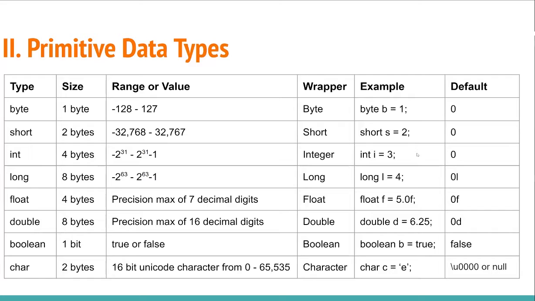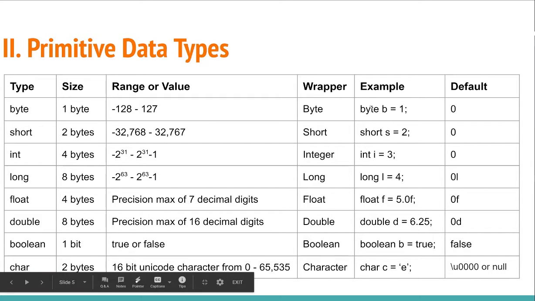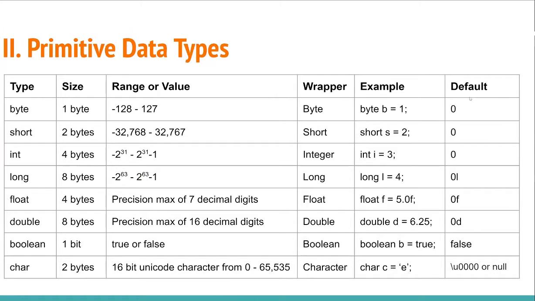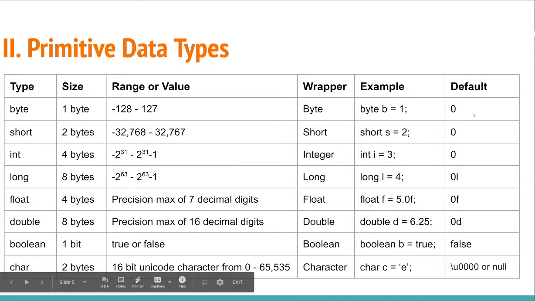Here are the primitive data types. As we have mentioned earlier, there are 8 of them, and here we have the columns: size, the range of values, the wrapper class, how we declare these primitive data types, and finally the default value, which we can set at the top of the class. Note that these default values will not work inside a constructor or method. We will demonstrate what that means later.